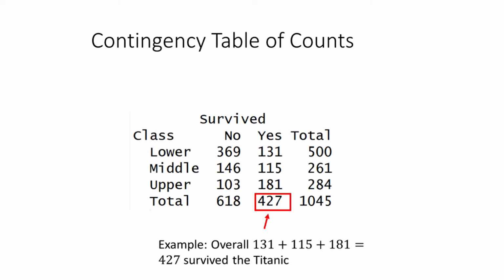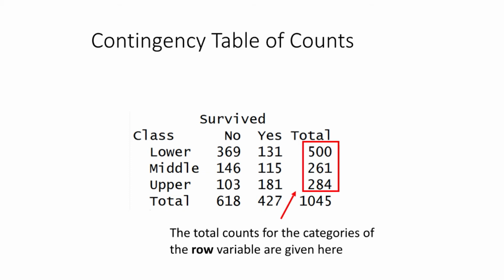So for this column, we have 427 observations. If you add up 131, 115, and 181, we have 427 people who survived the Titanic in total.